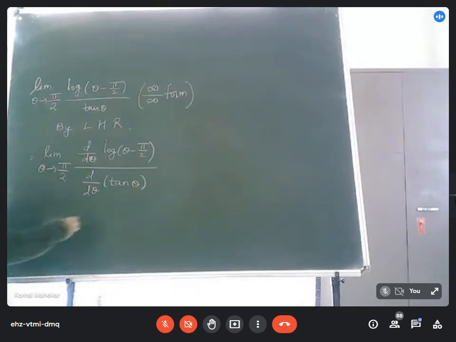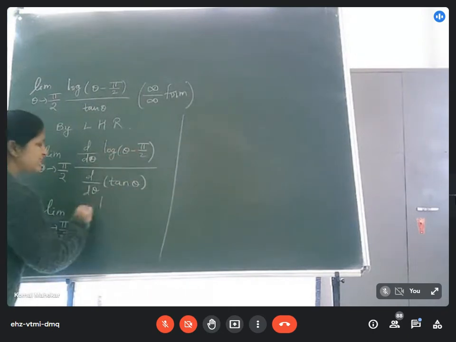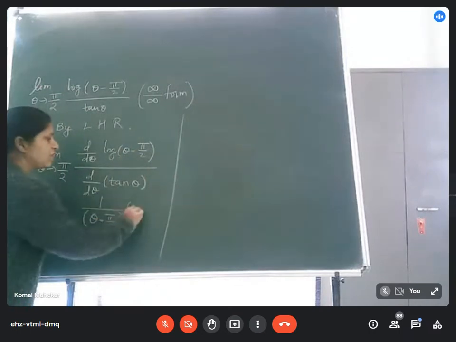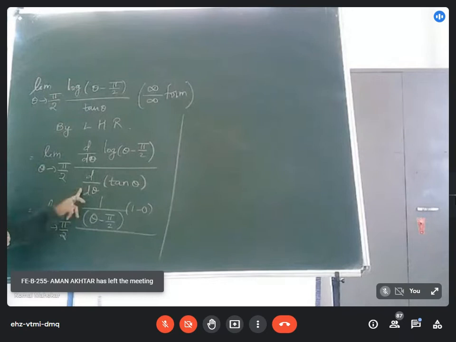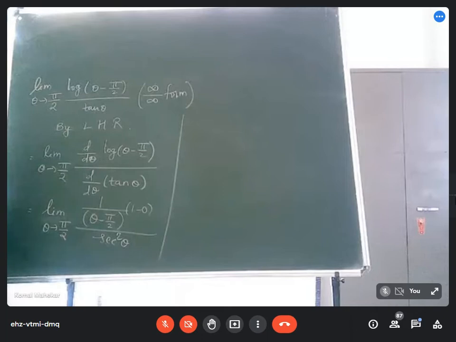So this is equal to the limit as theta tends to pi by 2 of the derivative of the log function, that is 1 upon (theta minus pi by 2), multiplied by the derivative of (theta minus pi by 2) with respect to theta, that is 1 minus 0, divided by the derivative of tan theta with respect to theta, that is sec square theta. So we find the derivative of the numerator function as well as the denominator function.